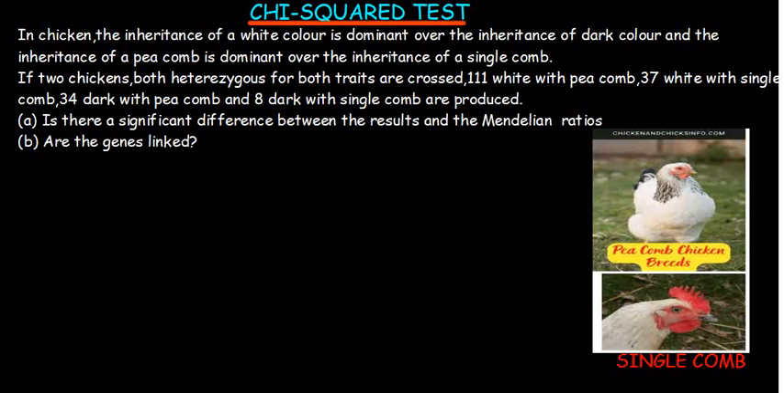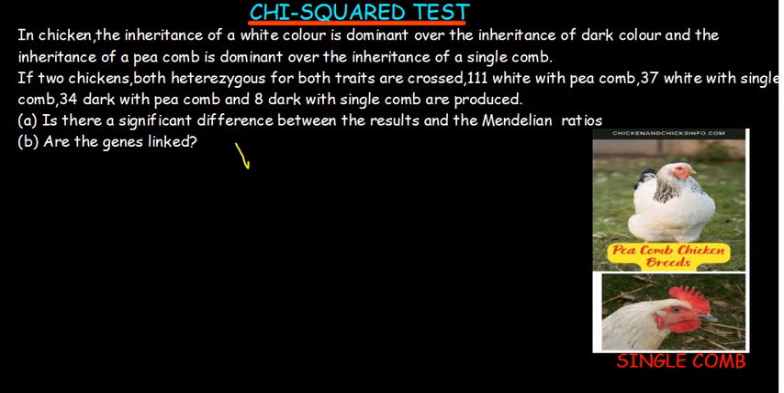Are the genes linked? So we're going to use a chi-square test to be able to answer these questions. Now the first thing is, let's find out what alleles we are going to use. For white color, since white color is dominant, let me use capital W. And dark color is recessive, so I'm going to use small w. And for P, pea comb is dominant over single comb, so let me use capital P to mean pea comb, and small p to mean single comb since it's recessive.